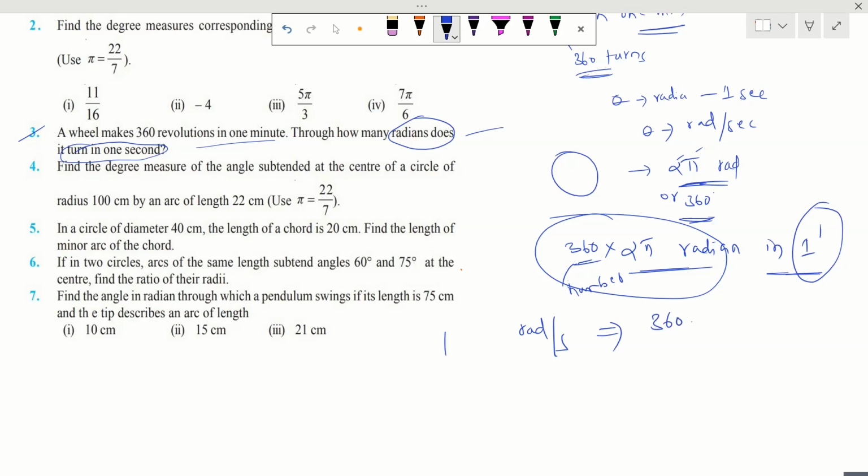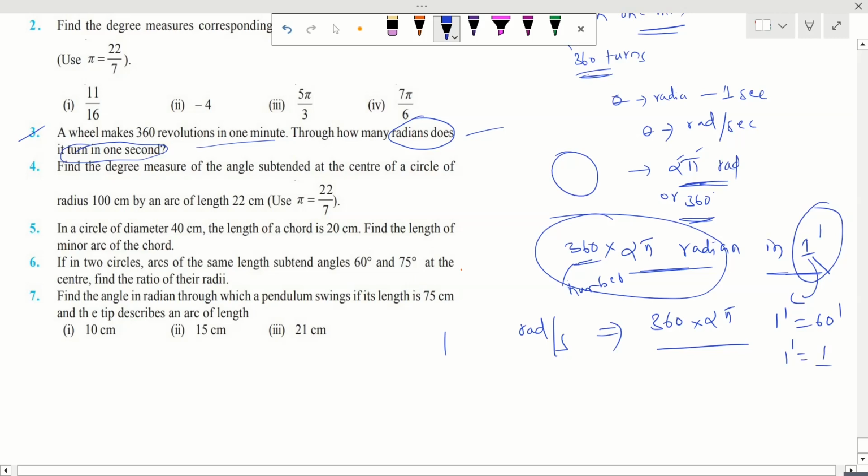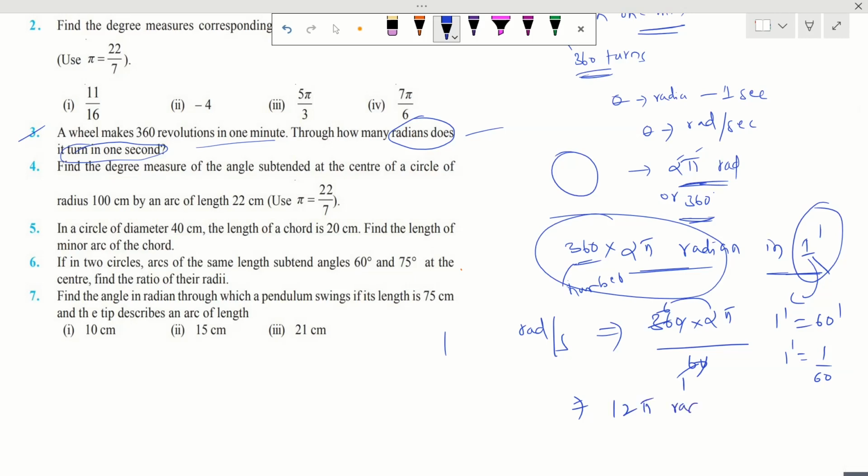Therefore, it is 360 into 2 pi, and this is per minute. Then we have to convert to seconds. 1 minute is 60 seconds, so 1 second is 1 by 60. Therefore, we divide by 60. The zeros get cancelled, 6 1s are 6, 6 6s are 36, here 6 2s are 12. So this is 12 pi radian per second. This is the answer for the third problem.